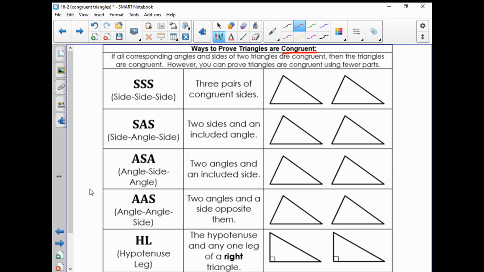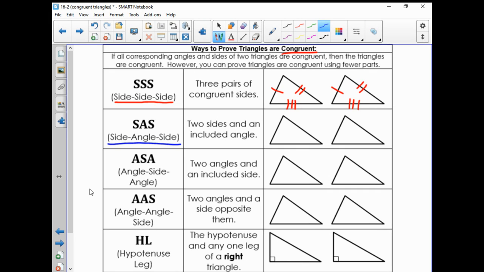So there are basically 5 shortcuts that we can use. If we know that all 3 sides are congruent, side, side, side, then we can say the triangles are congruent. In order for this to work, we need to know that all 3 sides are congruent to 3 sides of another triangle. We don't even have to know anything about the angles. If you know all 3 sides are congruent, then you can say these 2 triangles are indeed congruent. Okay, there are 4 other ways. I think that one's the easiest. It's always the first one.